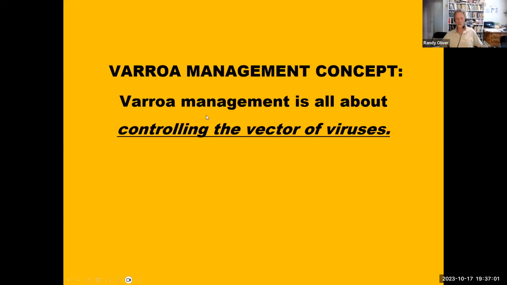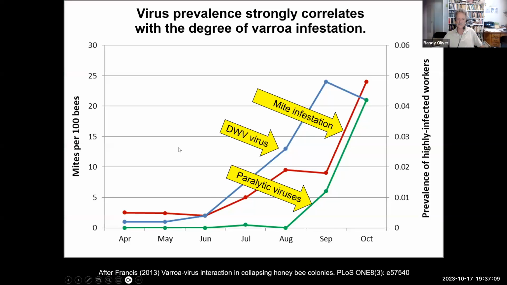So the reason you're doing Varroa management is as vector management. It's not the mites that kill the colony, it's the viruses that the mites vector. You can see here where I plotted out your mites per 100 bees in the red plot right here, and then your prevalence of deformed wing virus and paralytic viruses. And you see they track the mite infestation rate almost exactly.